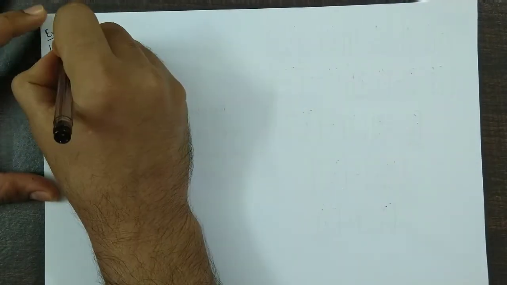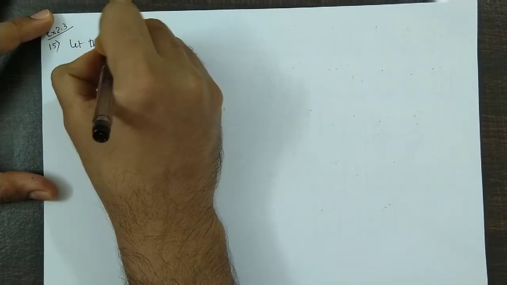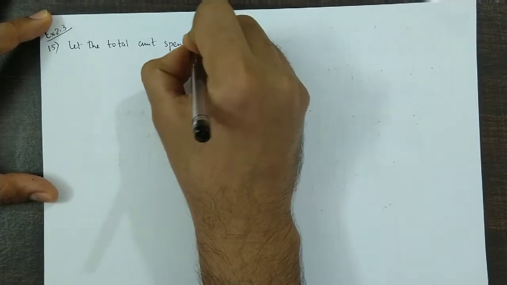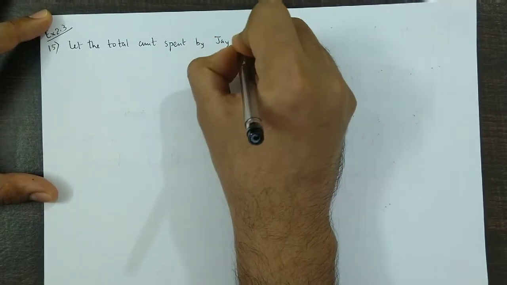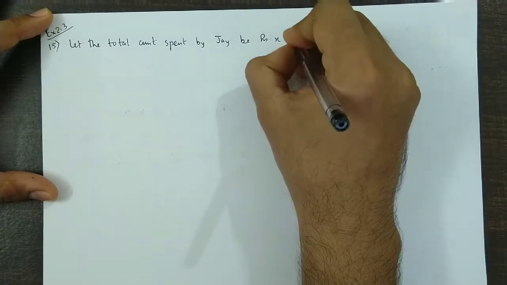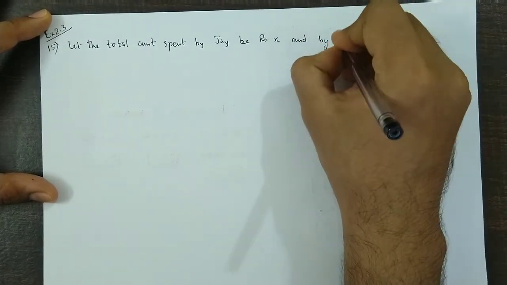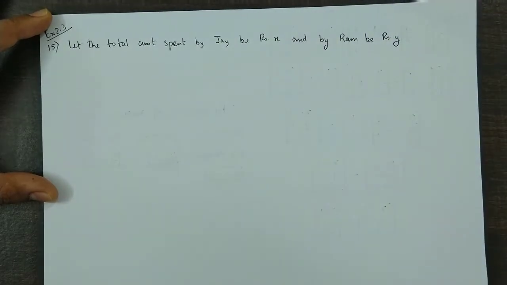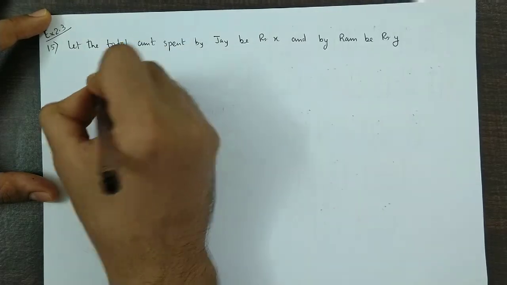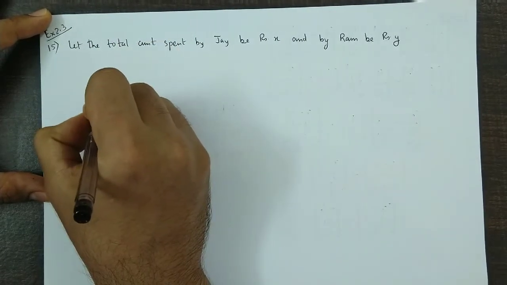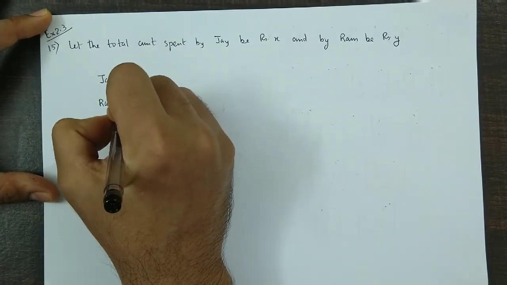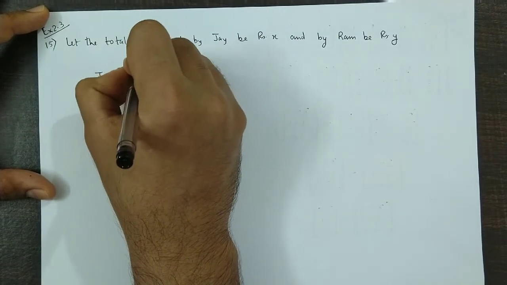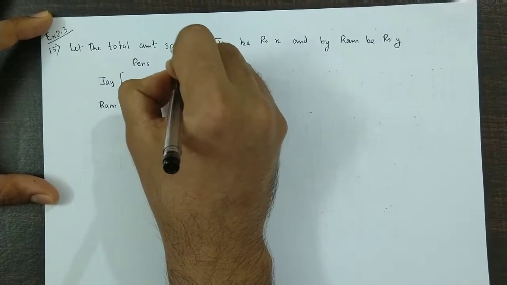Okay. So let the total amount spent by Jay be, say, rupees X, and by Ram be rupees Y. So let us prepare the quantity matrix first. So Jay and Ram, this will be the quantity matrix. Then we have pens and notebooks. So we write pens and notebooks.